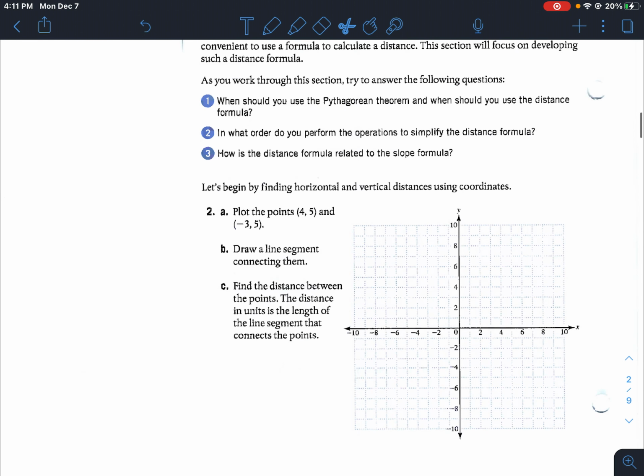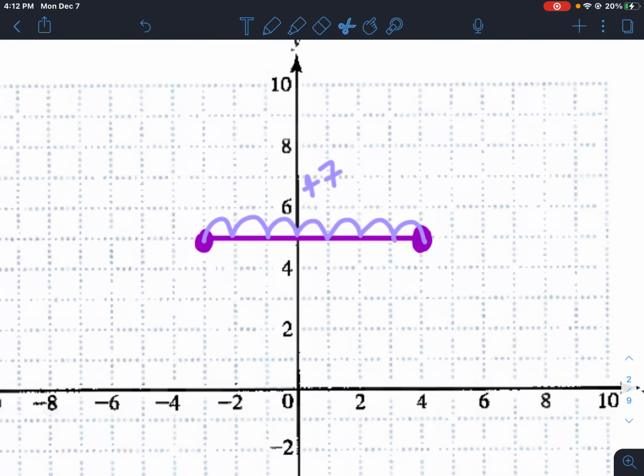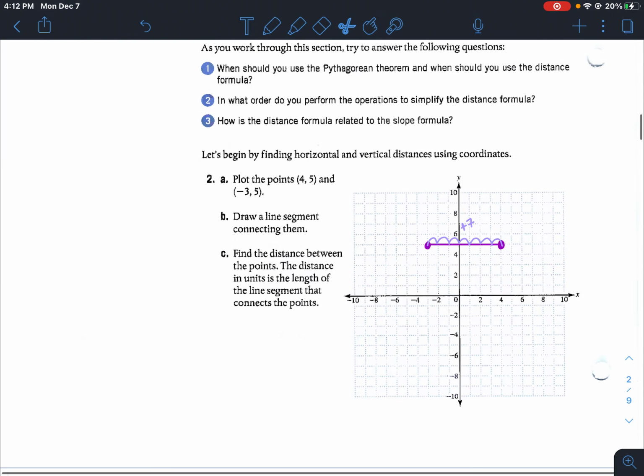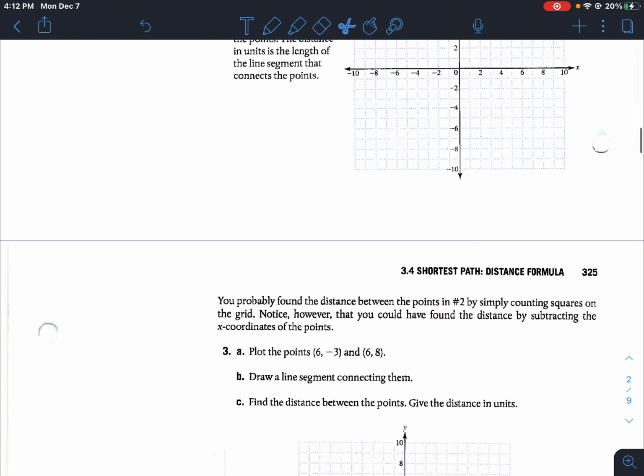Okay, we're going to start with number 2. We're going to plot the points (4, 5) and (-3, 5). So plot those on our graph. We'll draw a line segment to connect them, and then find the distance between the points. The distance in units is the length of the line segment that connects those 2 points. So if I count all of those little boxes in between, they are 7 units apart. So their distance is 7 units. Hopefully that's nothing difficult.